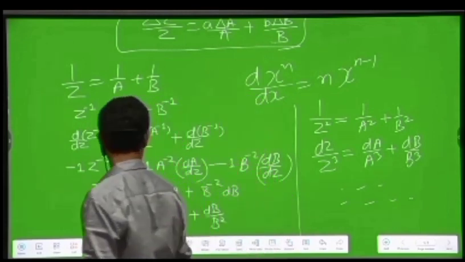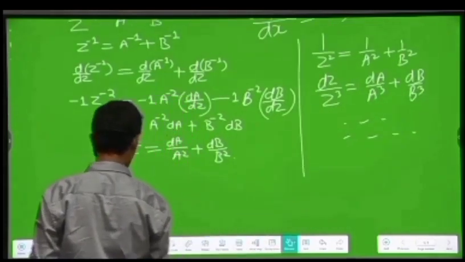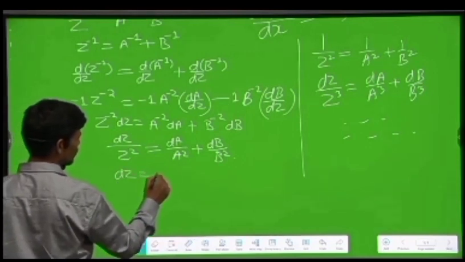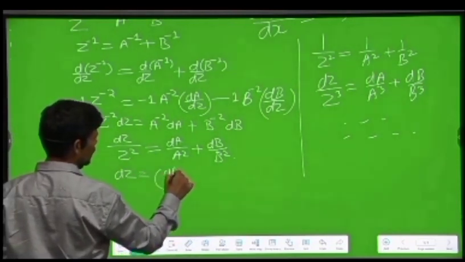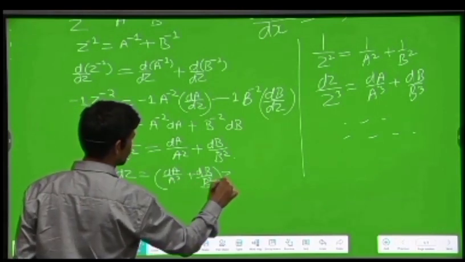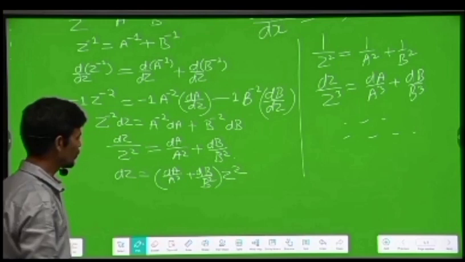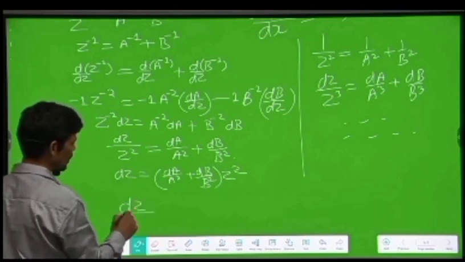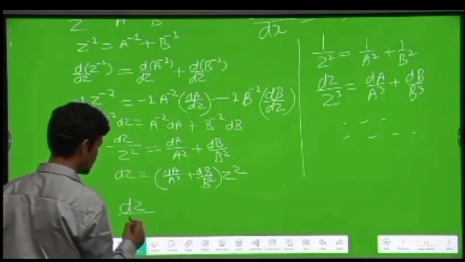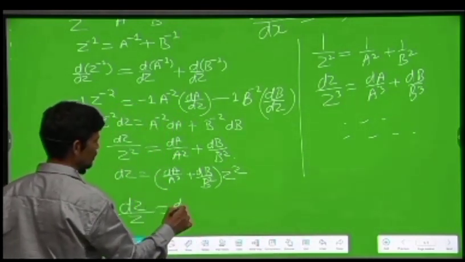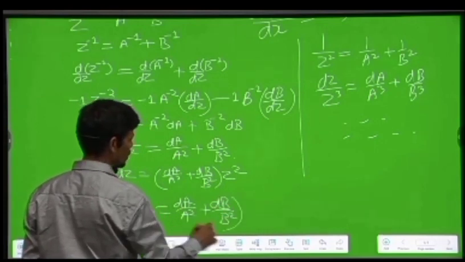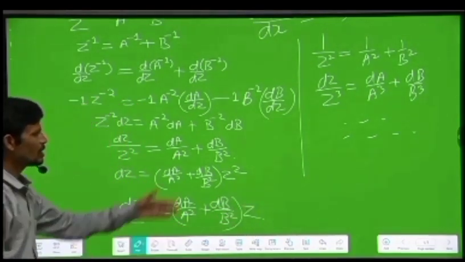In fact, dz can be obtained by multiplying entire this thing with z square, or in fact what else we can do, we can find relative error also. We can take one of the z there, so it will be dA by a square plus dB by b square multiplied by z only. Same thing we can do there also.